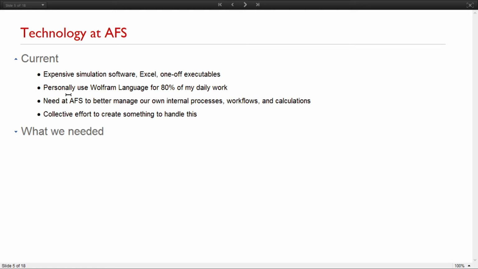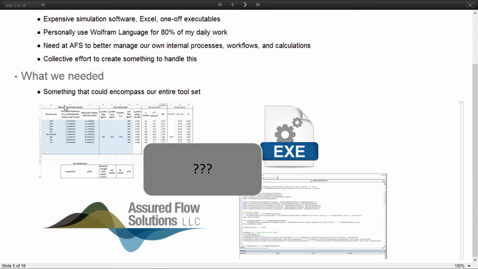But really about a year and a half ago, we realized that we needed something better. We needed some way that we could manage all these internal processes that we have and workflows and calculations. And so we decided to make something that would handle that. So like I said, we needed something that would handle these spreadsheets, one-off executables, and even just VBA macros. And then we've got even just company knowledge. There's people that have a lot of experience, and there's things that are in their head, and unless you go and talk to them, there's no way to get it out. And so we wanted to try to capture that as well in this.